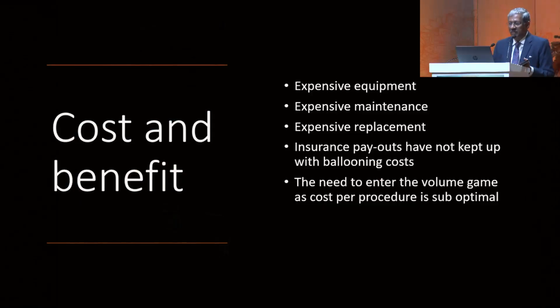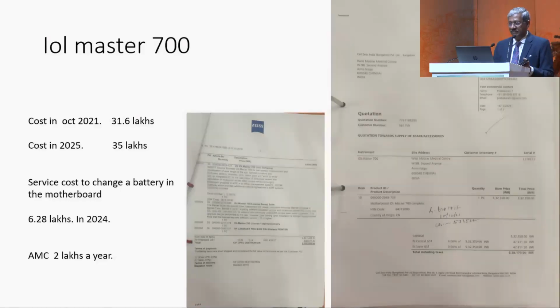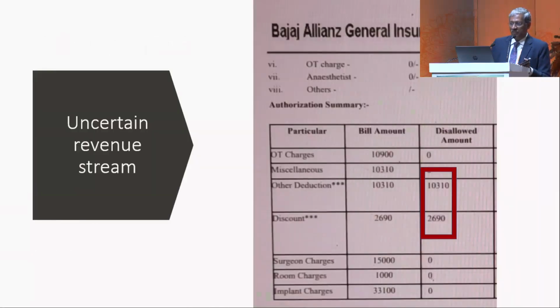But we have to think about this: expensive equipment, expensive maintenance, expensive replacement parts. This particular doctor purchased an IOL Master 5 years ago, and he had to change the motherboard last year, so he ended up paying an extra 6 lakhs, and currently he's paying an AMC of 2 lakhs. So over a 10-year period, this equipment will cost you 60 lakhs plus, and over your lifetime, you're going to spend more than 1 crore rupees on just any one of these advanced equipment.